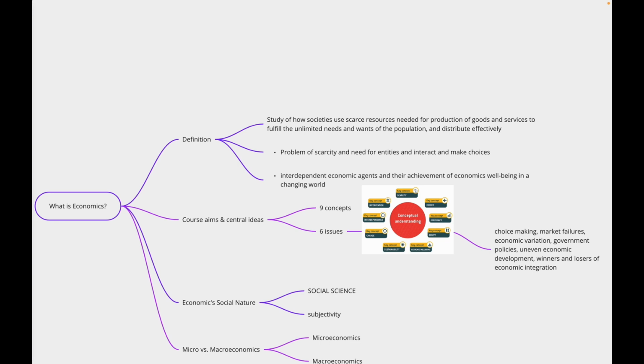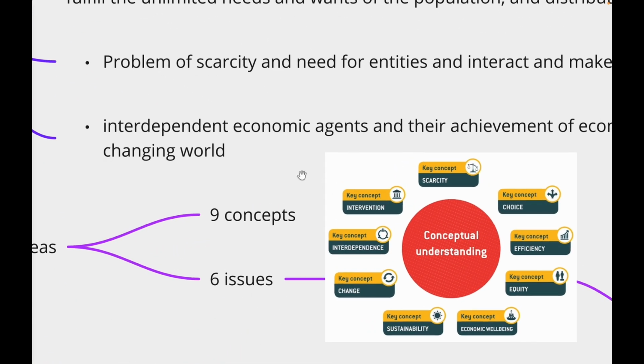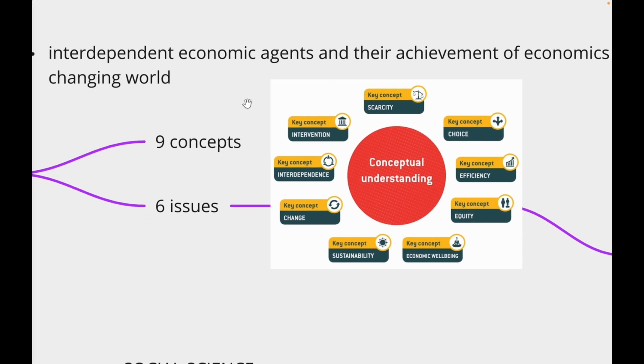So, on the basis of these 2 definitions, it leads us to 9 important concepts that we explore in the topic, or the course, of economics. The concepts include scarcity, choice, efficiency, equity, economic well-being, sustainability, change, interdependence, and intervention.